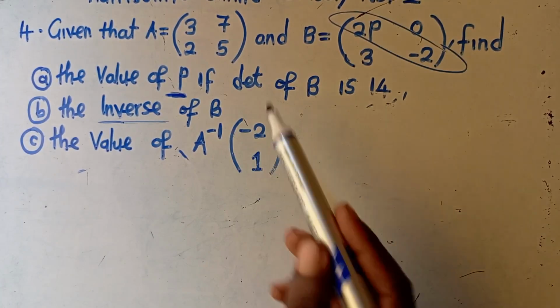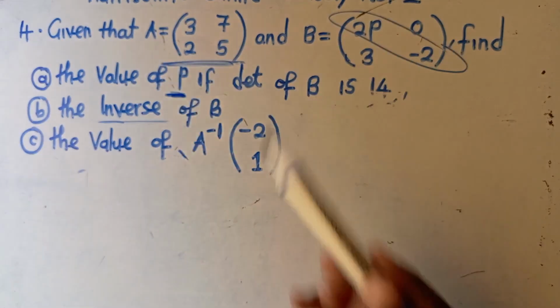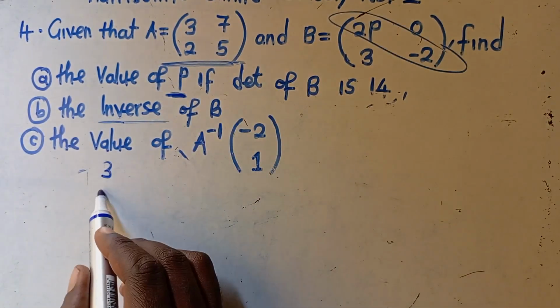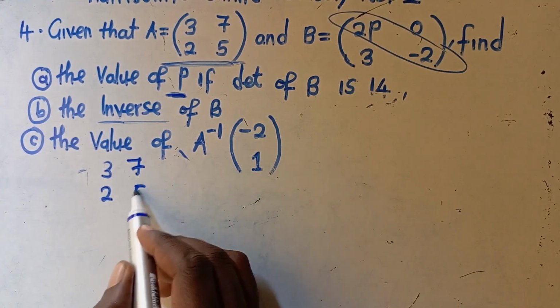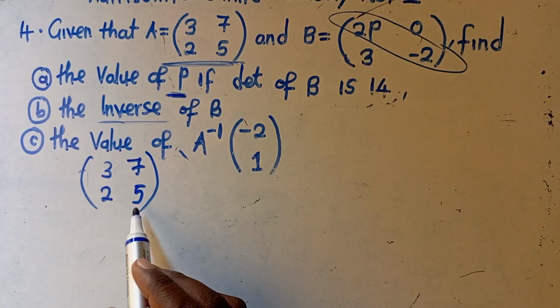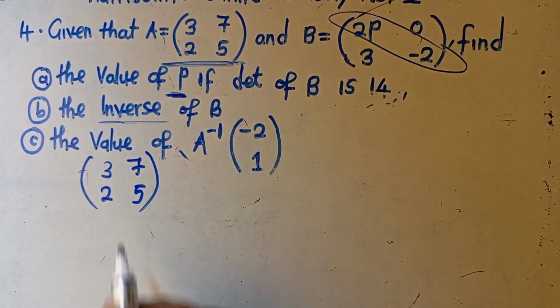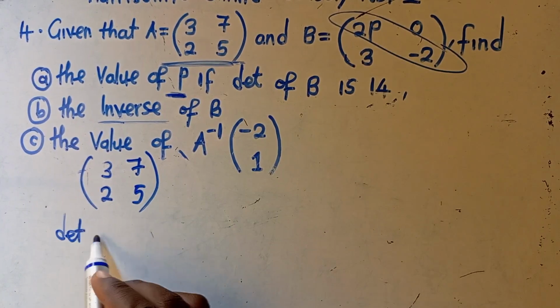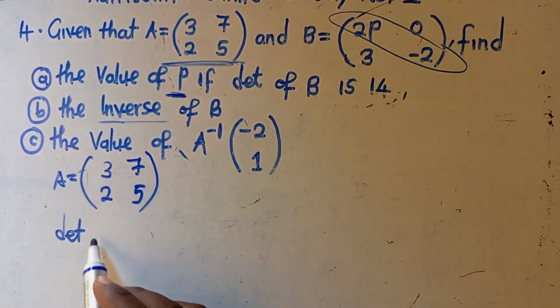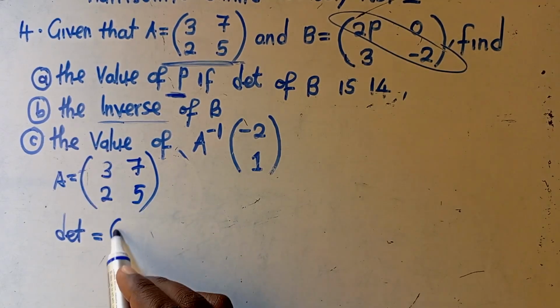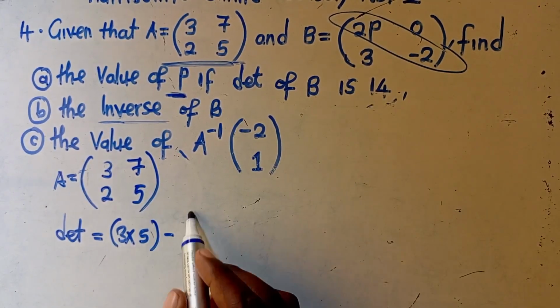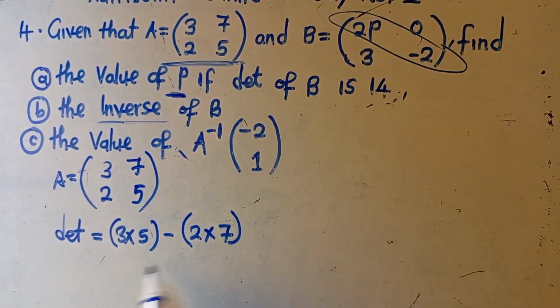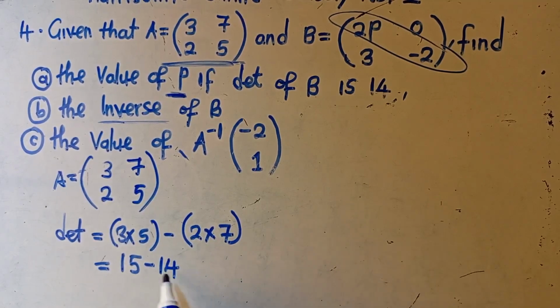So the first thing we need to do, we find the inverse of matrix A. So that is 3, 2, 7, 5. We find the determinant first. How do we find the determinant? You say, okay, determinant of this one, which is A. So determinant is equal to major diagonal 3 times 5 minus 2 times 7. So meaning that this is 15 minus 14. So what is the answer there? The answer is 1.